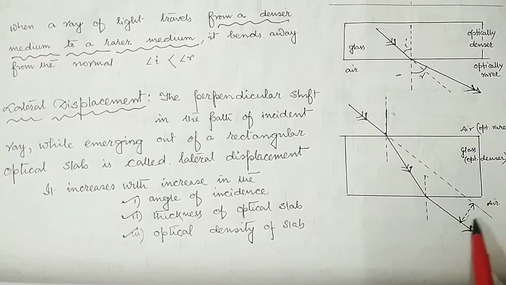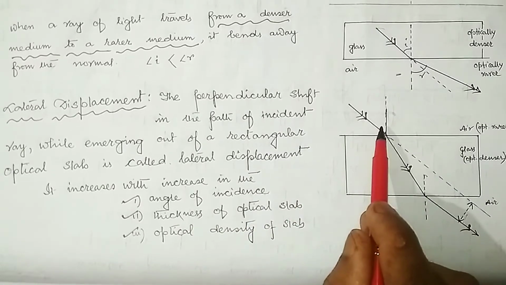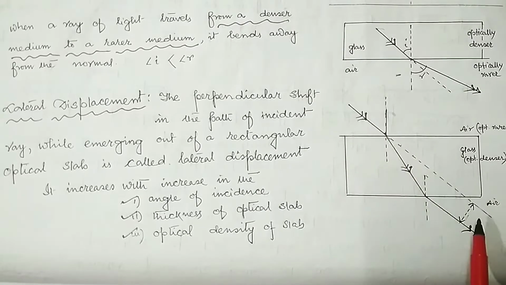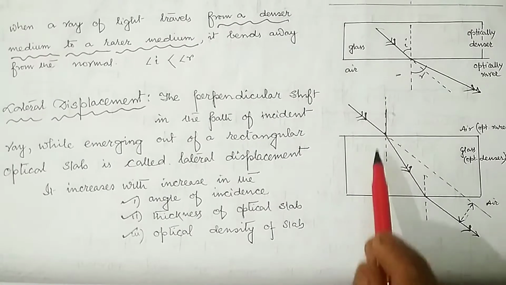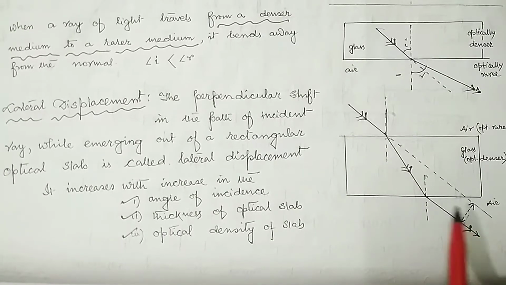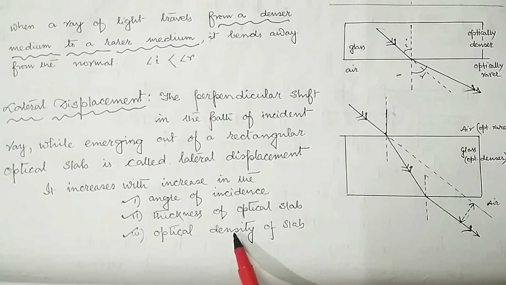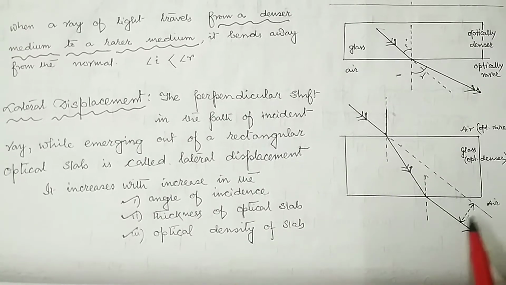This lateral displacement increases with the increase in the angle of incidence. This angle is the angle of incidence; the more the angle of incidence, the more will be the lateral displacement. It depends on the thickness of the slab: the more the thickness, the more will be the lateral displacement. And it depends on the optical density of the slab. So these are the three factors which increase the lateral displacement.